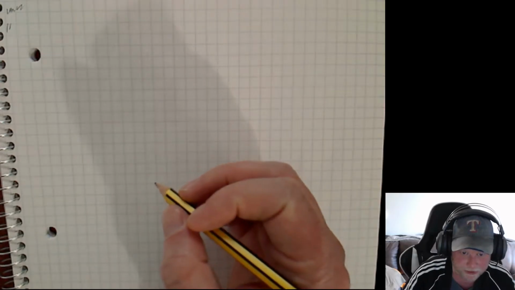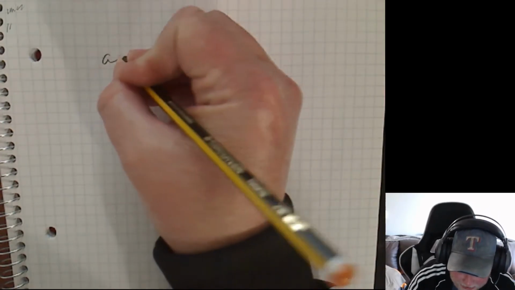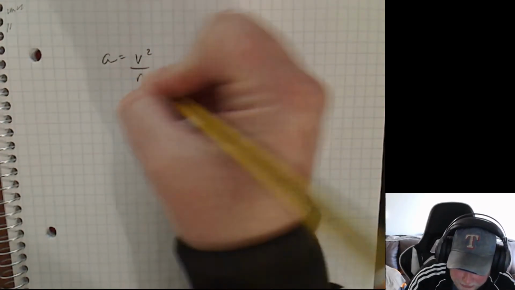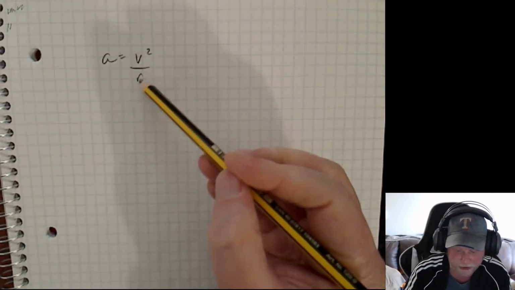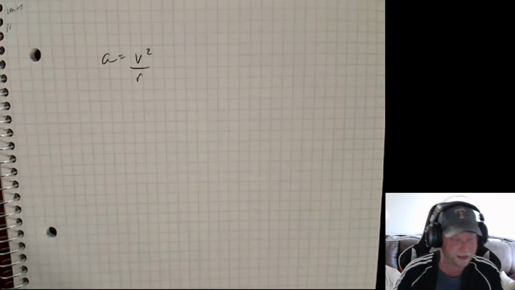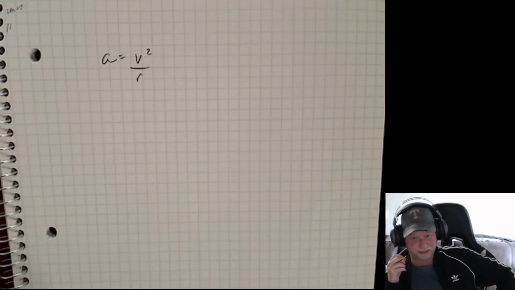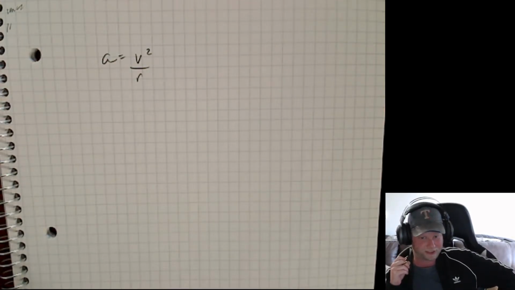Now, this acceleration that the object undergoes during circular motion is a very specific acceleration, and it's what we call the centripetal acceleration. The centripetal acceleration can be found by taking the speed squared over the radius of the circular path. Now, centripetal comes from the Latin for center seeking.